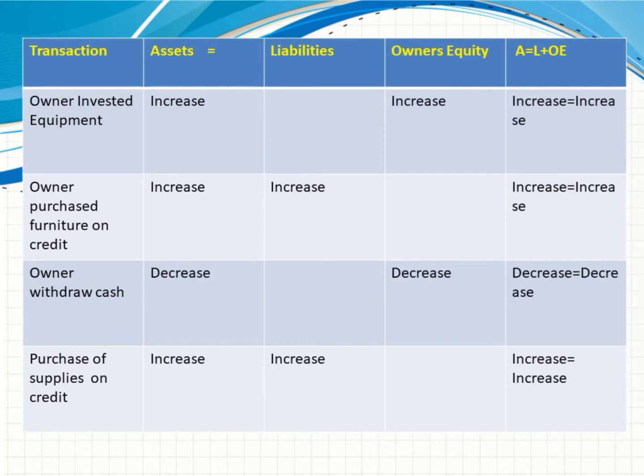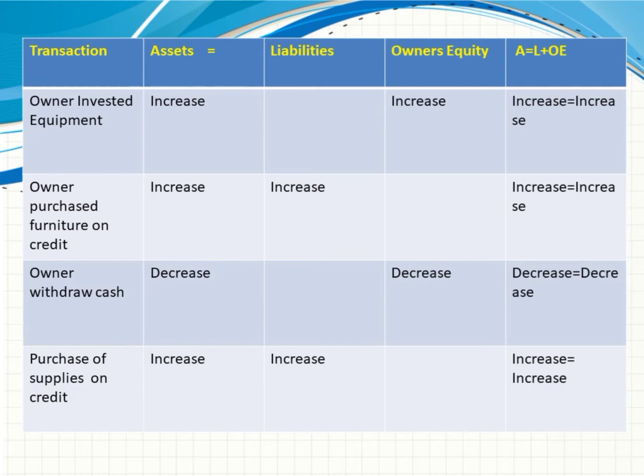As you've noticed, on one side of the equation there is an increase, and on the other side, for liabilities and owner's equity, there is an increase. There is an increase in liabilities, but there is no effect to the owner's equity. While earlier, in the number one example, there is an increase in assets and also an increase to the owner's equity, while there is no effect to the liabilities.